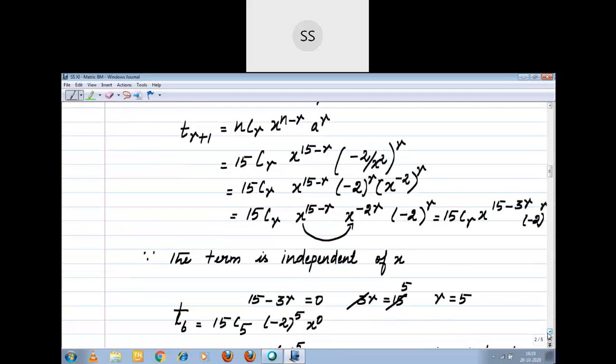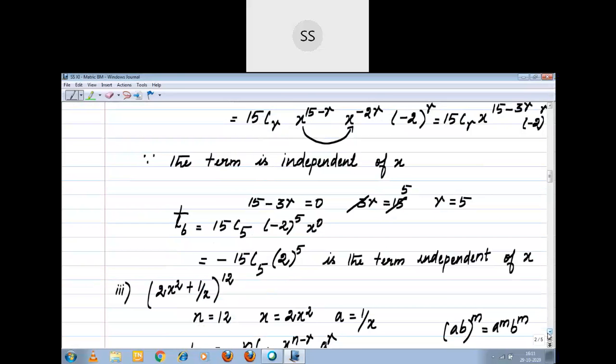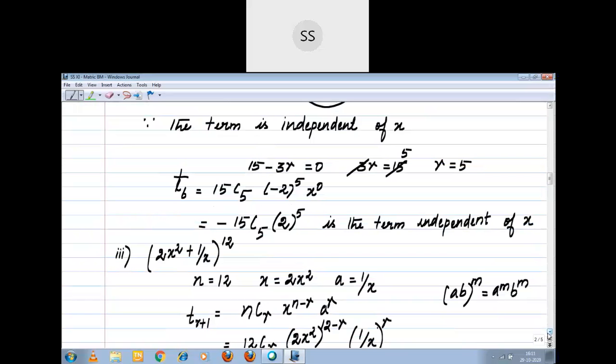The same, the term is independent of x. So if I equate the power of x, you are going to equate with 0. You arrive at the result as 15C5 minus 2 the whole power 5. Here minus 1 into 2, that is the meaning. Minus 1 the whole power 5, odd integer, negative. So minus 15C5, 2 to the power 5 is the term independent of x.